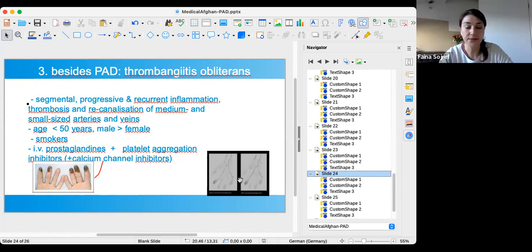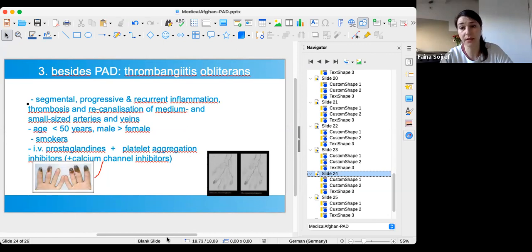Here, there's no real point in inserting stents or bypasses in the vessels. So what we need to do is really try to get the patient to stop smoking. We need to give them intravenous cycles of prostanoids over quite a long time, so 14 days, 21 days, and platelet aggregation inhibition, so low dose aspirin on top of that. We usually use 100 milligrams a day. Some countries use 75 milligrams. The basic idea is the same, so just low dose every day in order to prevent additional blood clots.